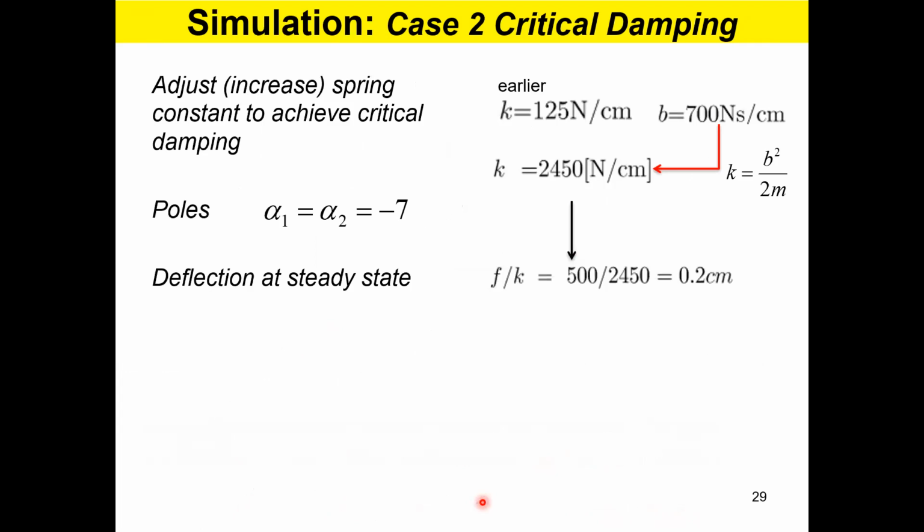Let's simulate this one. This is a very peculiar design where we don't have the free choice to select the damper and the spring. The moment you select a damper, there's a specific spring and vice versa. If you look at the earlier values, K is 125 Newton per centimeter and B is 700 Newton per centimeter per second. Now, if you just keep your damper and change the spring, you have to change the spring to a new value like 2450 Newtons per centimeter. So this is a strong spring. Earlier the spring was kind of weak. Now it is much stronger, right?